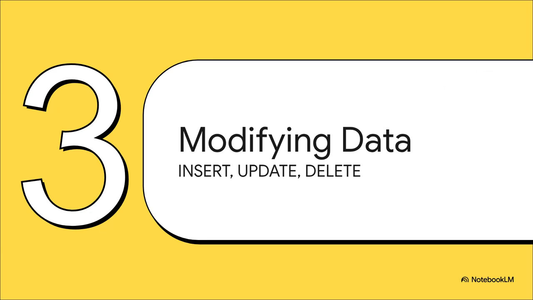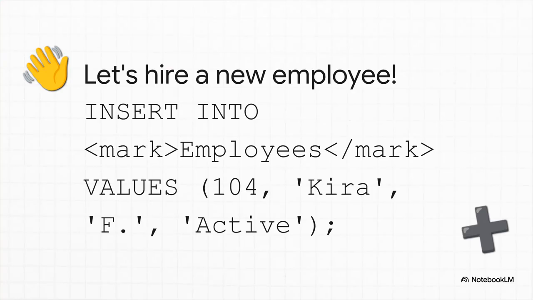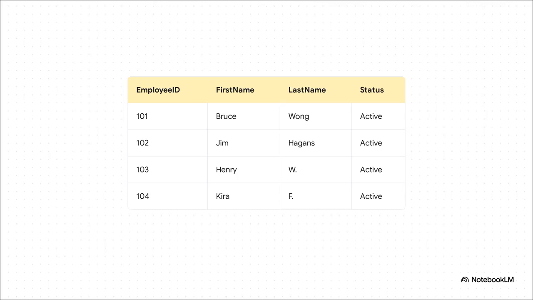Okay, so reading data is fundamental. But what happens when the real world changes? Let's get into the commands that actually go in and modify the data in our table. First up, let's say we just hired someone new. To add them to our table, we use the insert into command. We name the table, employees, and then we provide the values for the new row, making sure they're in the right order. And there she is. You can see Kira is now at the bottom of our table, a brand new row. The insert command worked perfectly.